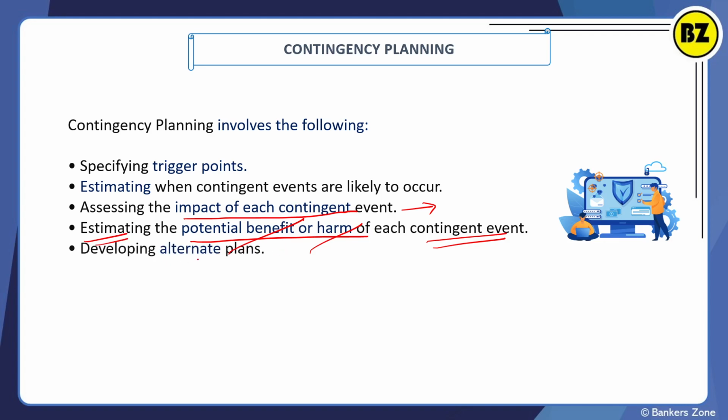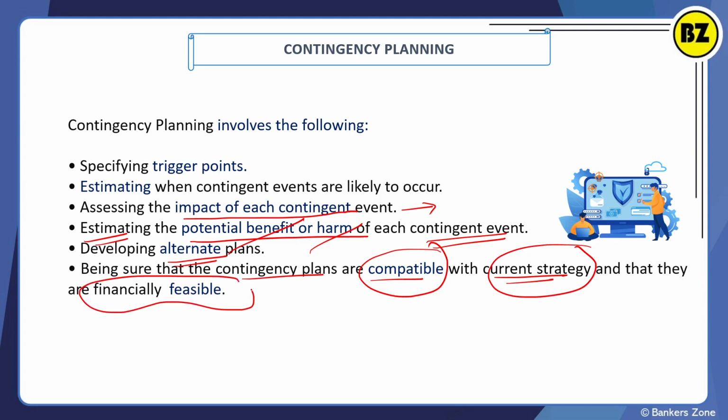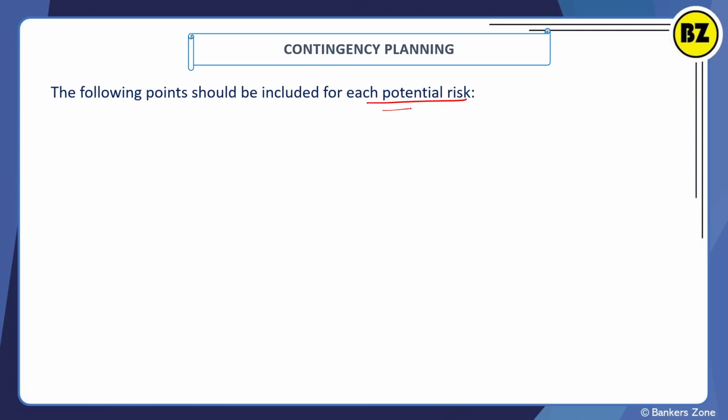Apart from that, developing alternative plans means having more than one contingency plan, and being sure that the contingency plans are compatible with the current strategy. So you should have a plan that is compatible with the strategy of your business, and that must be financially feasible. So these are all about the contingency plan. Now the following points should be included for each potential risk. We are talking about contingency and risk, and the basis of a contingency plan is that we have to avoid the risk.